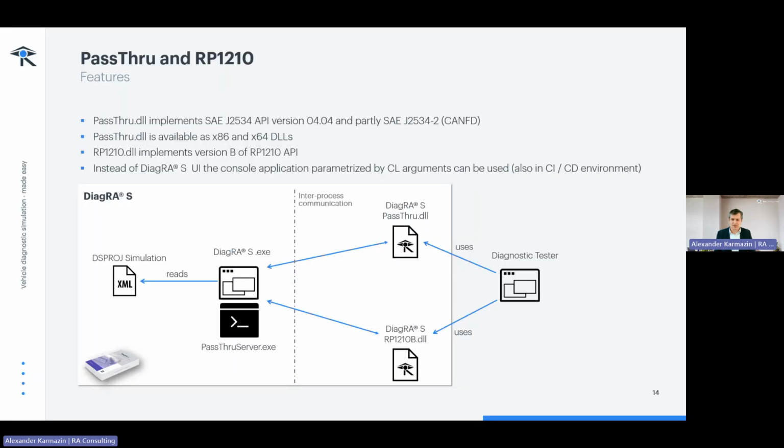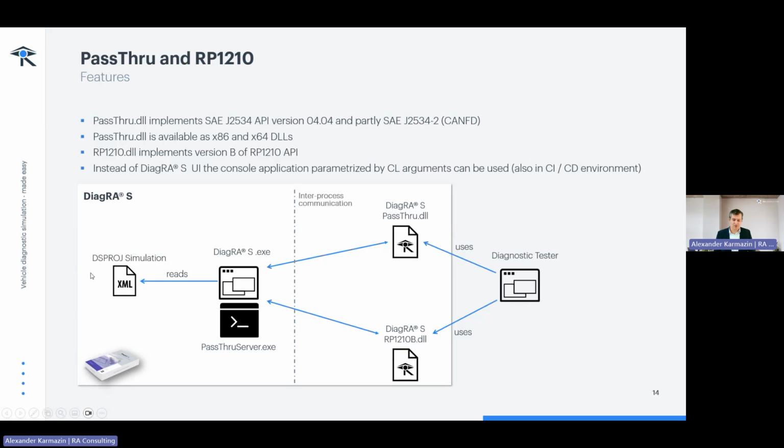DiagRA S has different ways to communicate. I told about that before. We provide pass-through DLL and RP1210 DLLs, which are just installed on your PC according to the standards. And these DLLs connect to DiagRA S over inter-process communication, and a diagnostic tester which is compatible with one of these standards can talk to DiagRA S in that case.